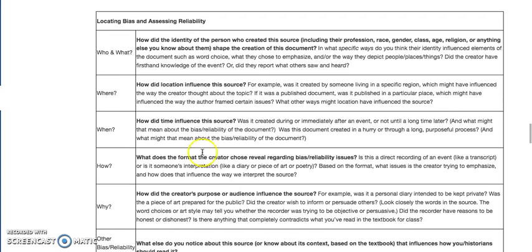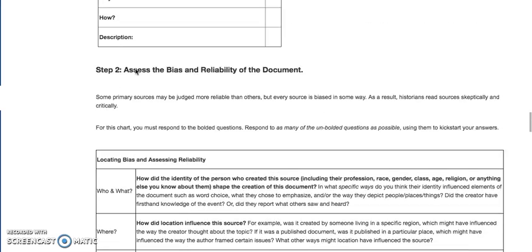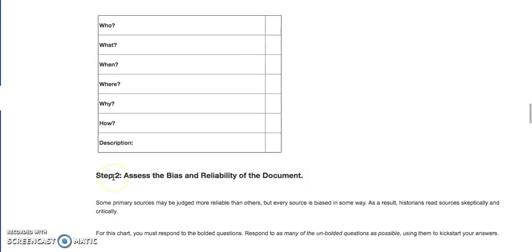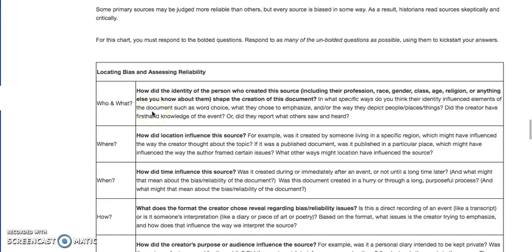So let's look at just a couple of the questions. If you're thinking about the who and what of a document, thinking back to what you said about who it was about, or who wrote it, or who created it, and then what it was about. If you're thinking about the creator of the source, you might want to think about, for example, what race is this person? Are they a poor person or a wealthy person? Do they have any religious affiliation? Is there anything that you know about them that might shape what they have to say by creating a document?